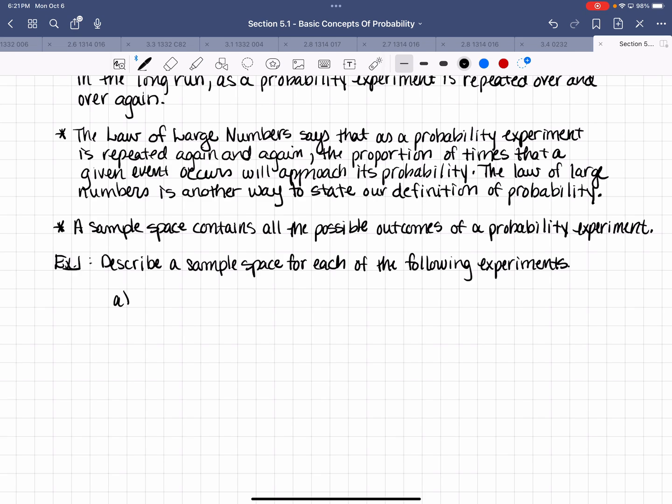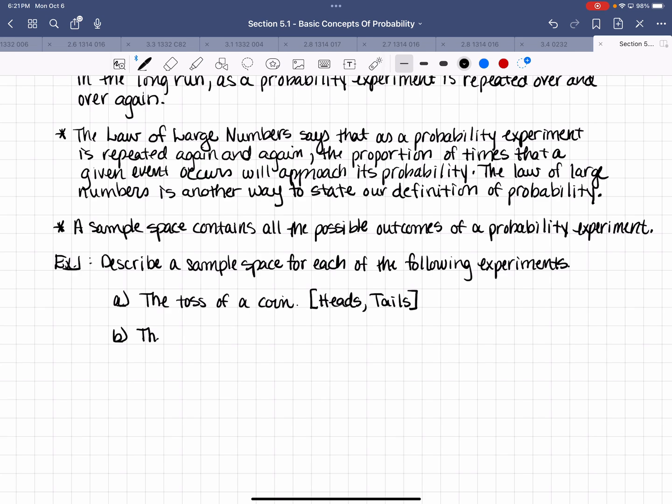Okay? A, the toss of a coin. So it wants us to describe the sample space of the toss of a coin. Well, a sample space just contains all the possible outcomes of a probability experiment. They list this in brackets. If I flip a coin, what are the possibilities I could get? What can I actually get? Like I flip it and what, a head or a tail, right? So the sample space is heads or tails. Okay?